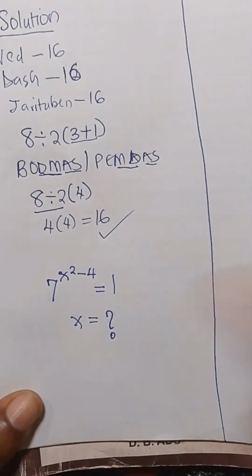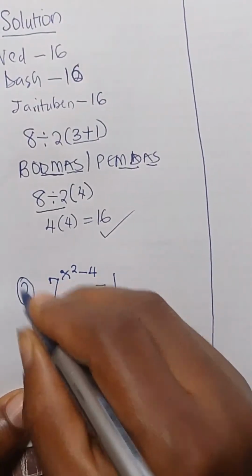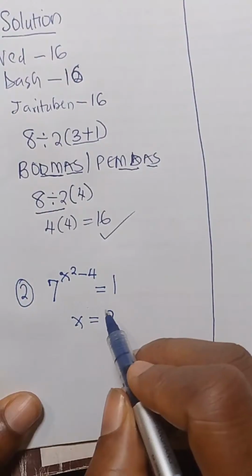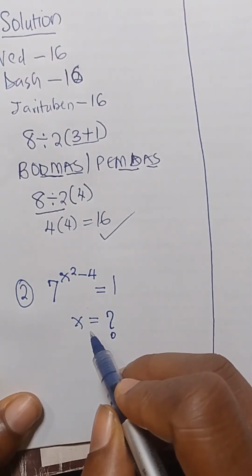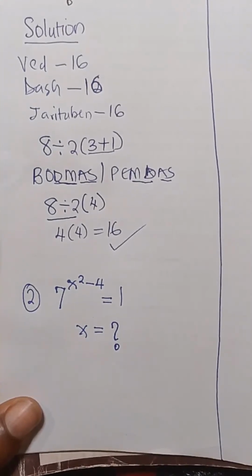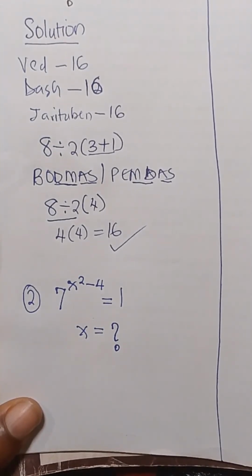So please, this is the next question. Question number 2. Solve this question. We are given 7 raised to the power x squared minus 4 equal to 1, and we are asked to solve for x. Let's see your answer.